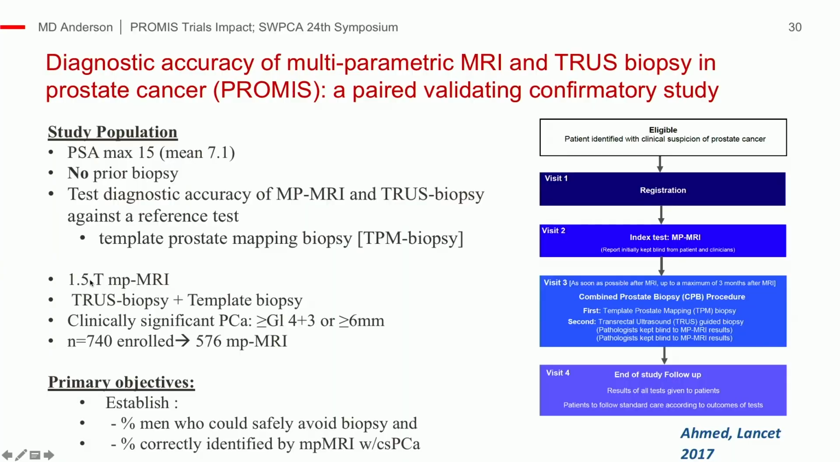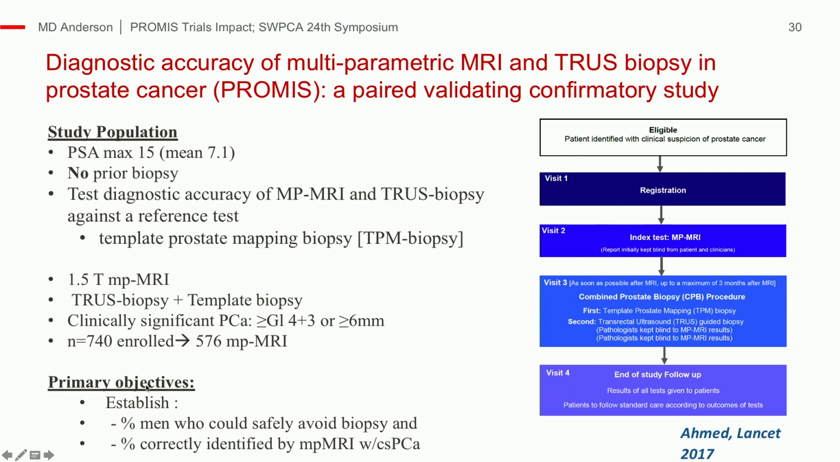Rather than a prostatectomy specimen, the gold standard was taking the man, putting essentially 60 prostate needles into his gland and calling that the accurate test against which we were going to measure either an MRI-guided prostate biopsy or just a standard prostate biopsy. All men underwent a 1.5T multiparametric MRI, a TRUS biopsy, and then a template biopsy.